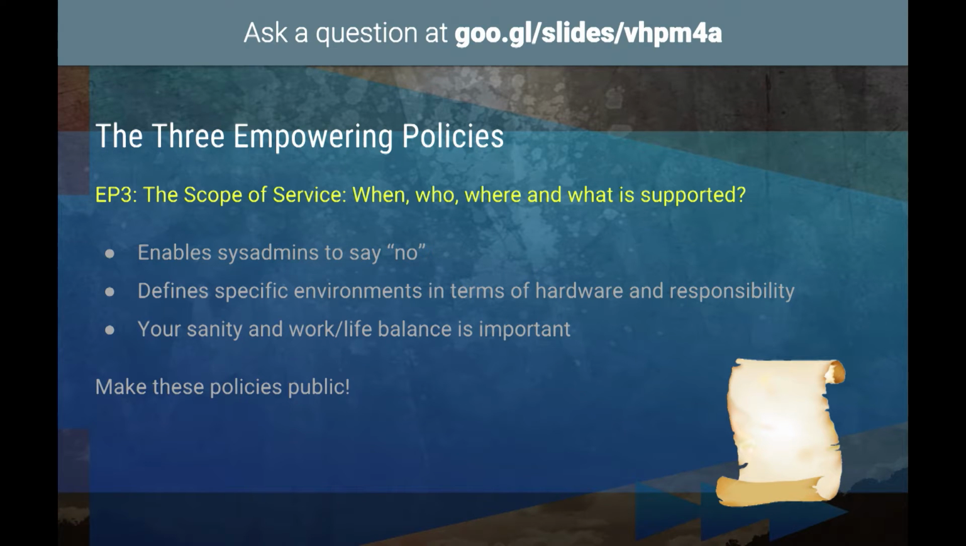And the third empowering policy is to figure out what's supported. And by supported, I mean, what things are you responsible for as a sysadmin? That could be various processes on a server, making services available to the people on your network, supporting certain kinds of hardware, things that are issued by your organization, or some things that might be BYOD, bring your own device. So you have to figure out how you want to handle these things. You have to figure out when you're going to support the users. Are they allowed to come to your house? Maybe they are. I hope not.